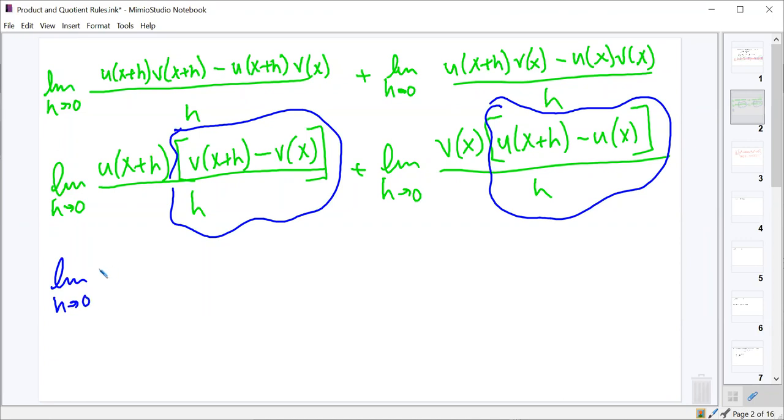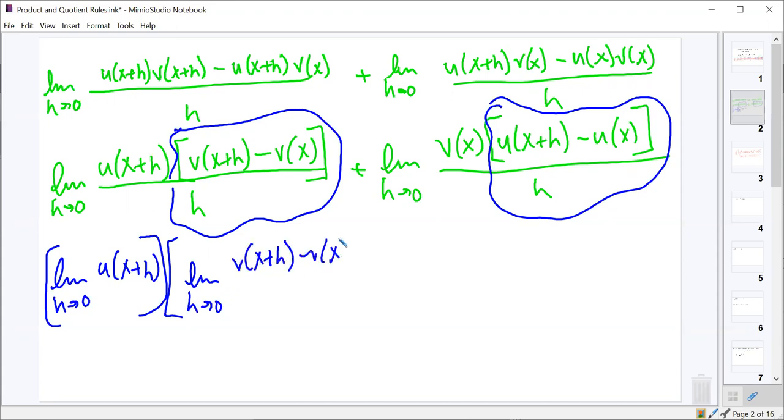So what we're going to do is separate this out into the limit as h approaches 0 of u of x plus h times this limit as h approaches 0 of v of x plus h minus v of x over h. And I don't need to put the over h on both of them because I'm separating using multiplication, right? So the h just goes with one of them. I can choose to put it with this one. I could have chosen to put it with the other if I wanted, but that doesn't help me. So I'll put it with this one because it makes this a derivative.